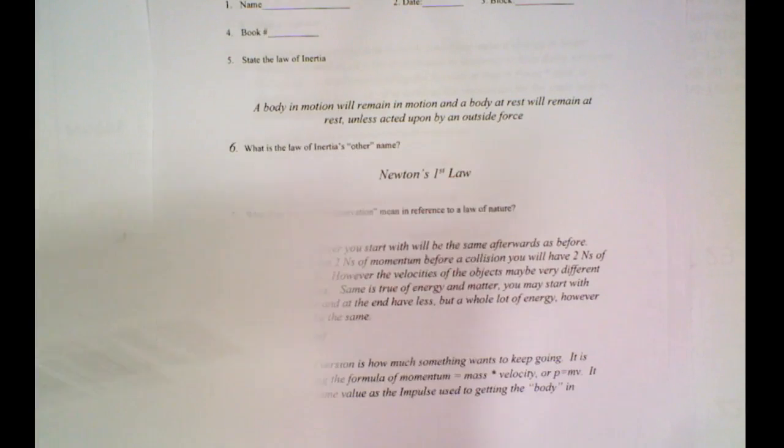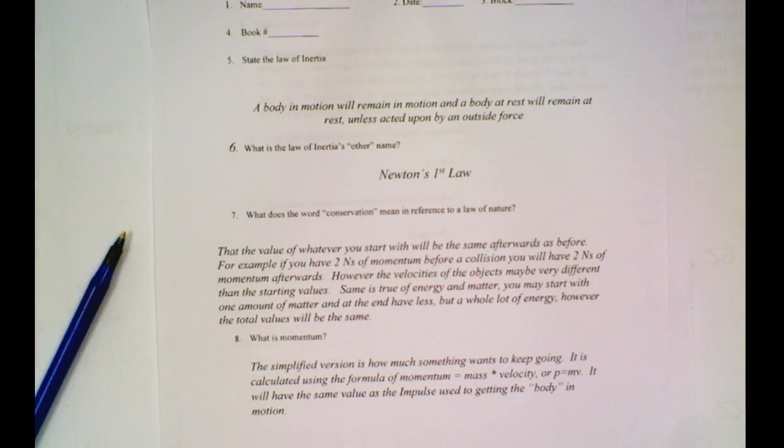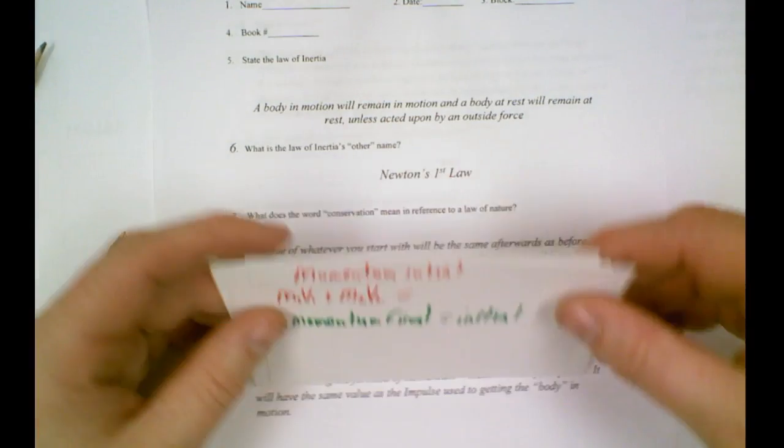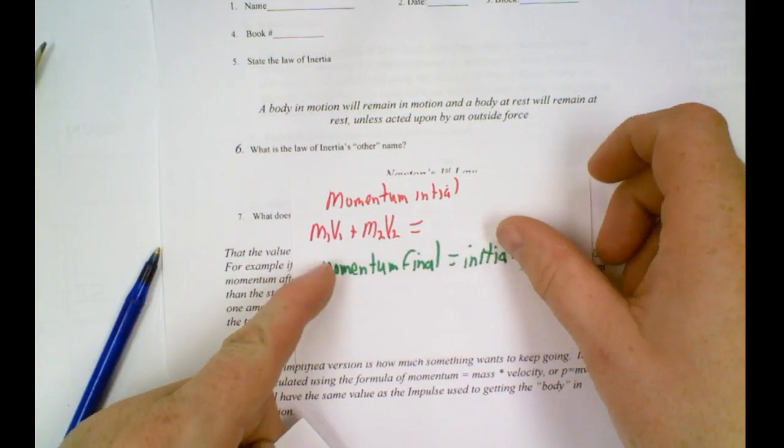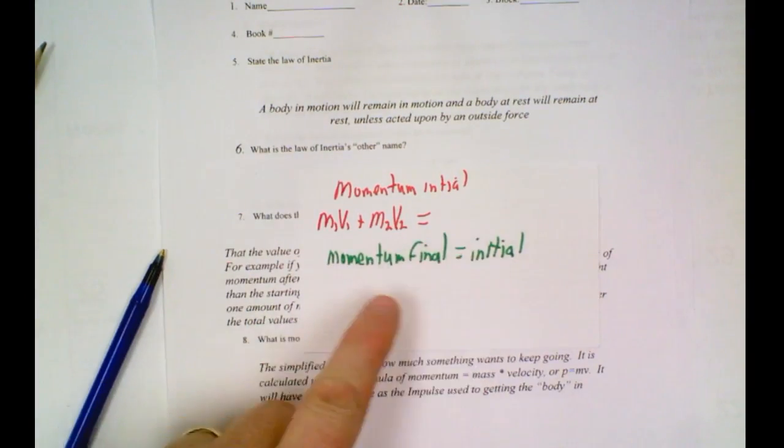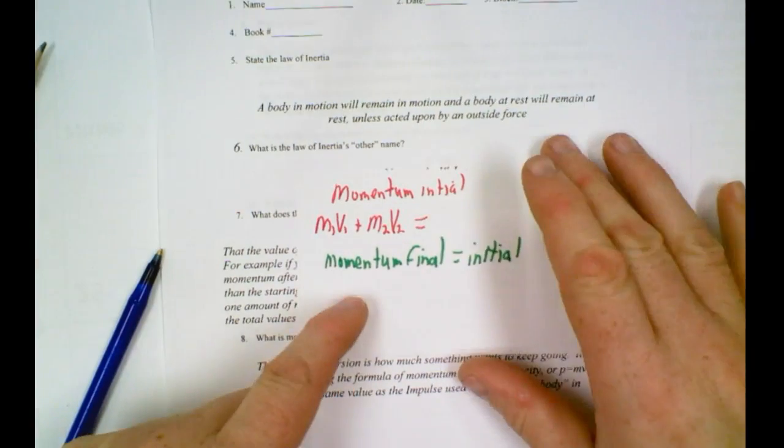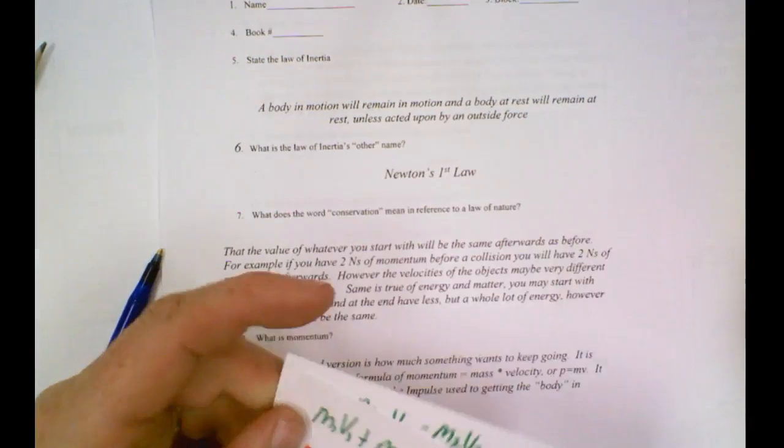Now, one of the things you can do before you take a test is pull out your cards and say, okay, momentum initial is this. It's going to equal the final, so whatever's over here is different, but you at least know what the numbers are supposed to add up to.